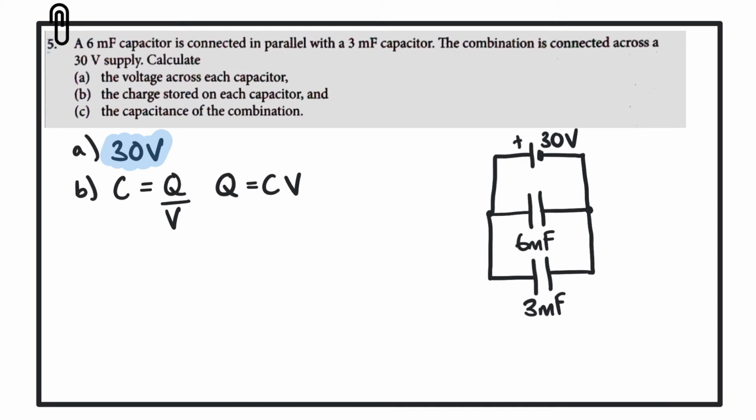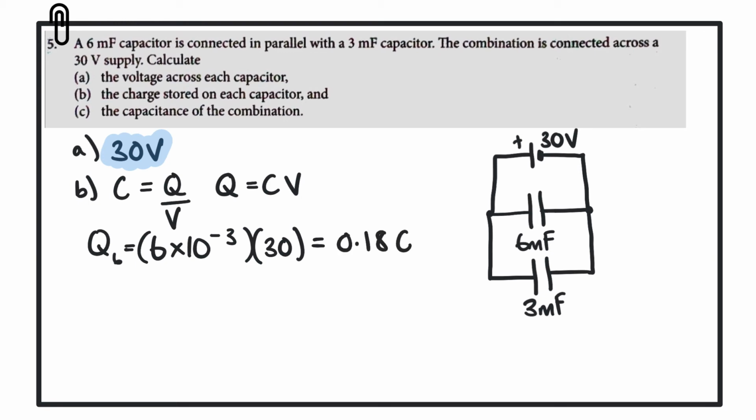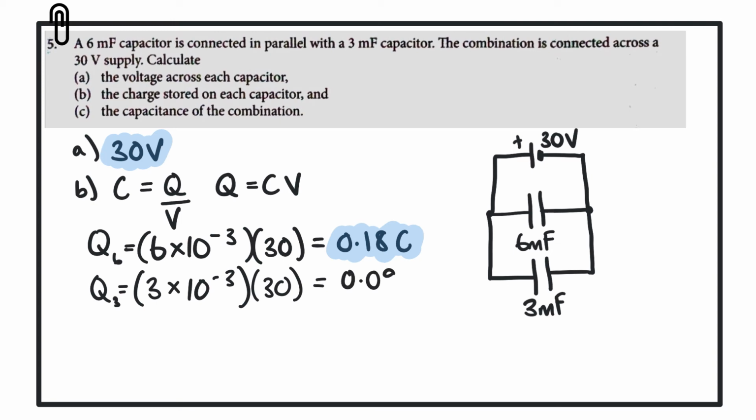So let's begin with the 6 millifarad capacitor. Then the capacitance is 6 by 10 to the minus 3, because of the milli, then we multiply that by the voltage, which is 30, which gives us 0.18, and that's 0.18 coulombs of charge. For the 3 millifarad capacitor, the charge is 0.09 coulombs.